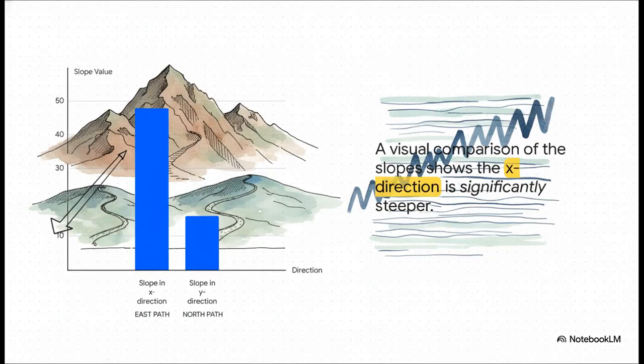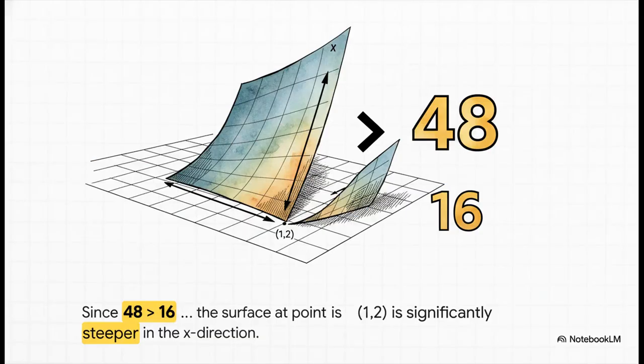And wow, when you see it laid out visually like this, it's not even a contest, is it? You don't even have to read the numbers to know the answer. The slope in the x direction, our east path, is just so much steeper than the slope in the y direction. And that is our final conclusion. The magnitude, the absolute size of the partial derivative, tells you the steepness. Since 48 is way bigger than 16, the surface is much, much steeper in the x direction at that specific point.